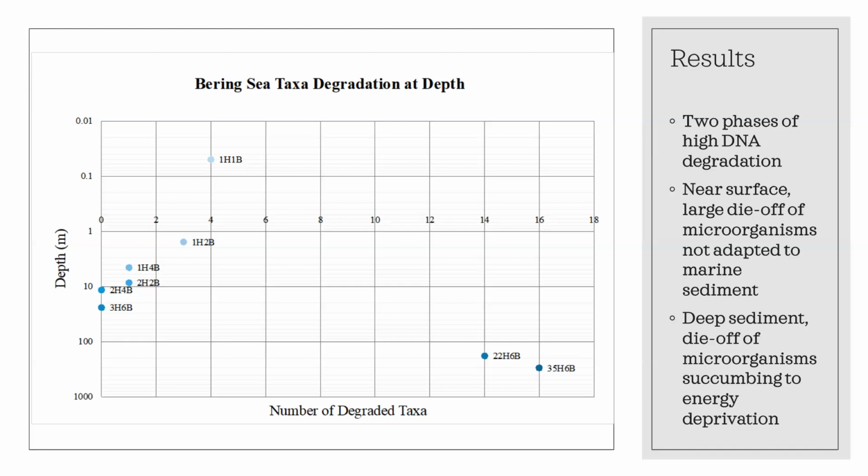Again, we see this die-off towards the seafloor, and then around 10 meters, we see a stabilization of the microbial populations. Then we have a second major die-off as depth increases. This is where microorganisms that were able to adapt to the sediment are unfortunately succumbing to the low energy environment and can no longer continue to survive.